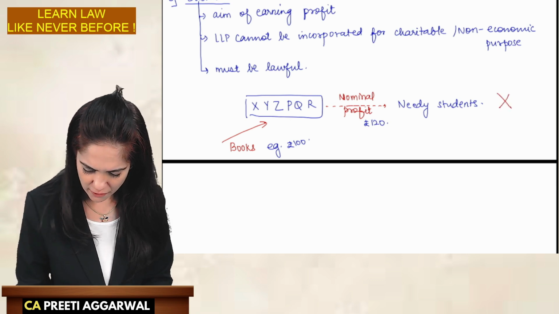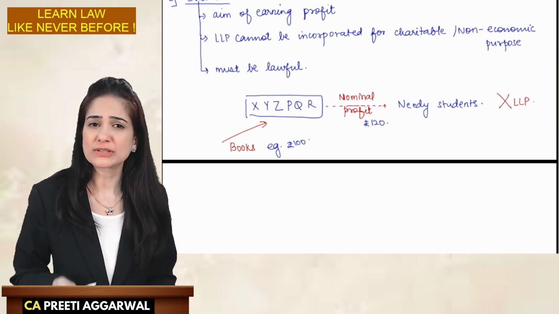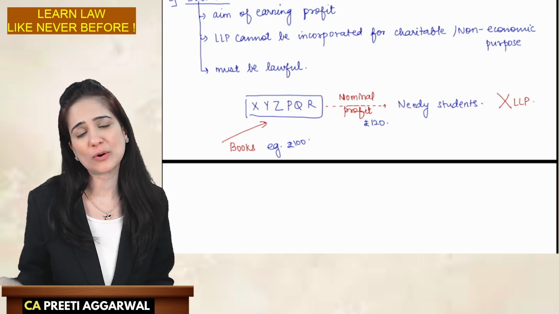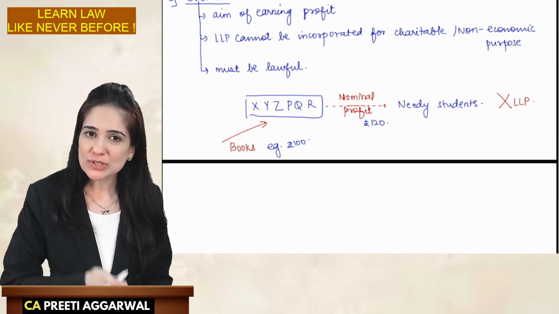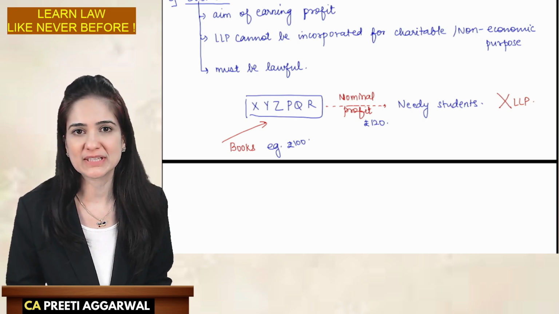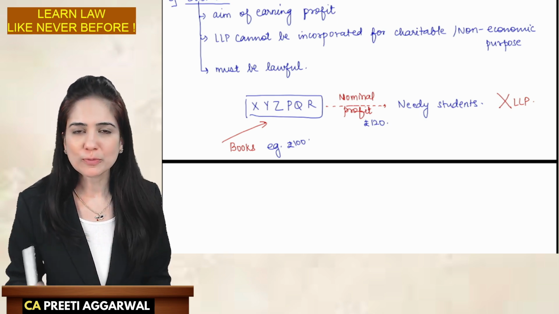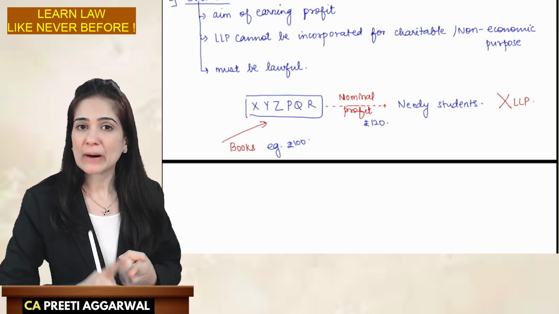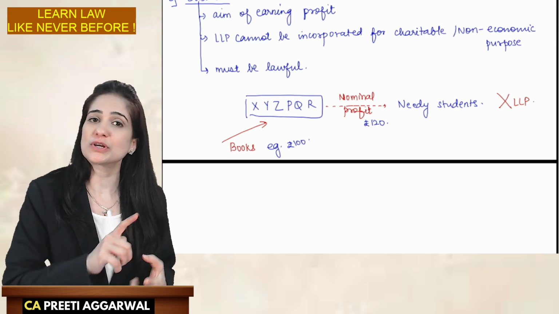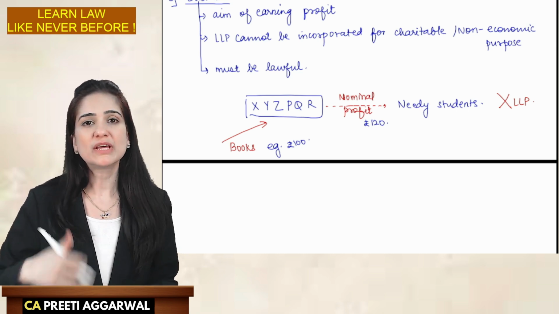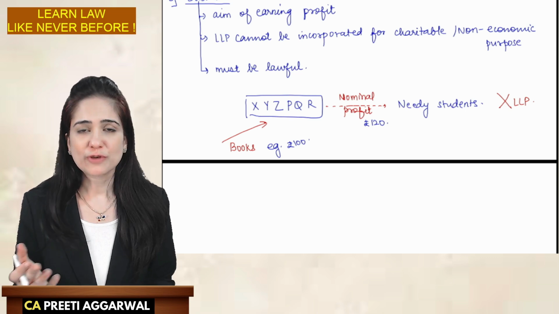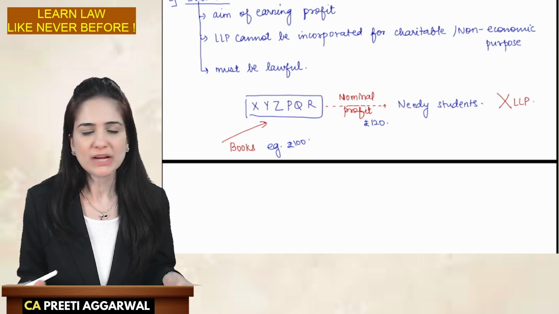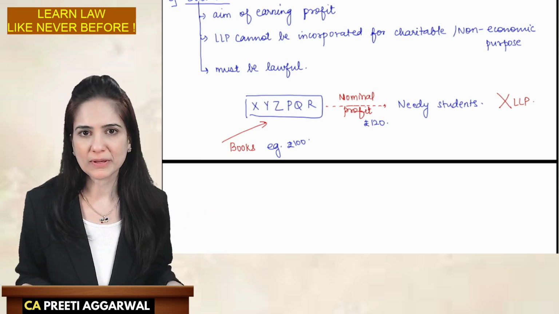They cannot form LLP for carrying out this. This is actually a non-profit organization. It is an association for non-profit activities. So it's an NPO. You cannot do business. You can't do it in either partnership or LLP, because in partnership also it requires that you should carry on business with the aim of earning profit. So if your aim is not to earn profit, then you cannot form LLP.